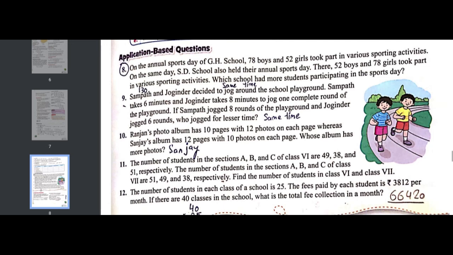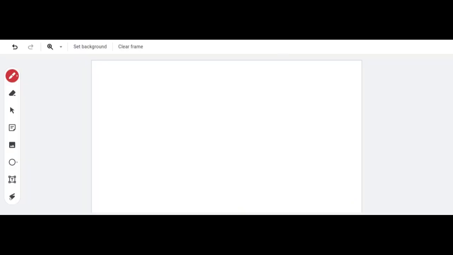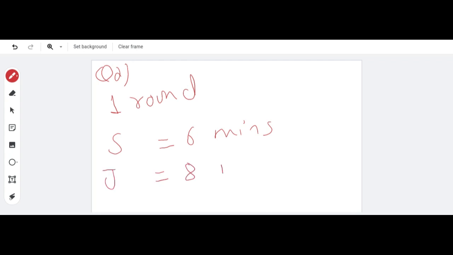We can write it like 6, 8. We have to write it in the proper format. Okay, this is question number 2. So for one round, I'm just going to write S, 6 minutes, and Joginder takes 8 minutes. Got it? Now for the second round.